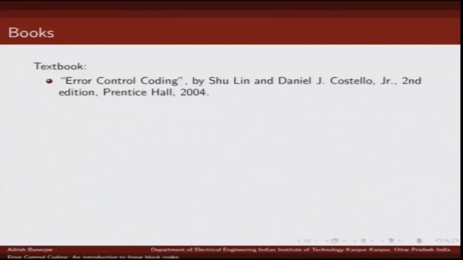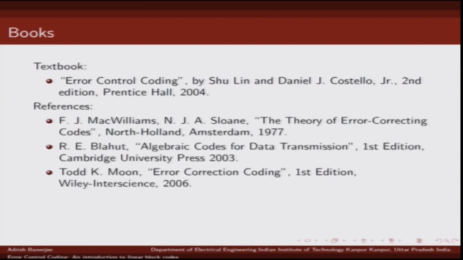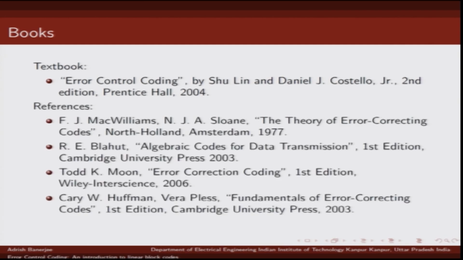Before I start my lecture, I would like to talk about the books that we are going to use for this course. We are going to follow this book, Error Control Coding by Lin and Costello, the second edition, as our textbook. There are some very nice books which you can use as reference books. For example, this book by Sloane and MacWilliams is a very nice book on block codes. You could also follow this book by Blahut on algebraic codes for data transmission.